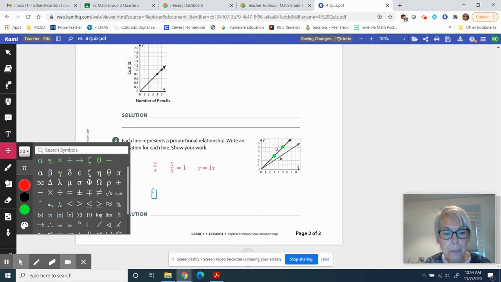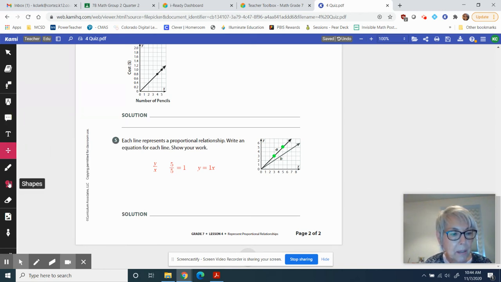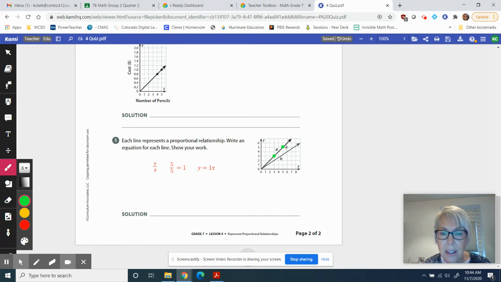Now let's take a look at B. I'm going to change colors for B. So here I have B. We are intersecting where x equals 3 and y equals 2. We are also intersecting where x is 6 and y is 4.